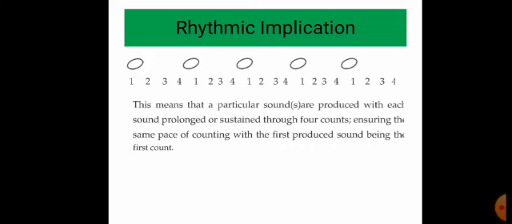This means that a particular sound or sounds are produced with each sound prolonged or sustained through 4 counts, ensuring the same pace of counting with the first produced sound being the first count. You may be lost, but when we produce the sound as this, that strike starts the counting as 1. Now, you prolonging that sound, meaning you are counting the other counts within or silently.